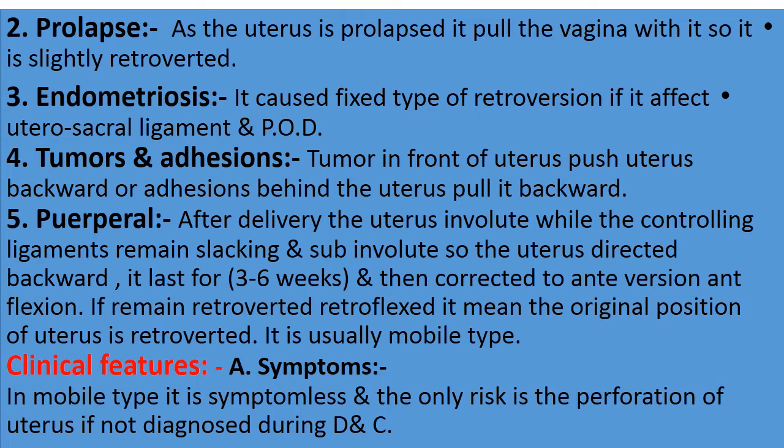The puerperal cause of retroversion occurs after delivery, when the uterus involutes while the controlling ligaments remain slack and subinvoluted. Such a ligament is the round ligament. So the uterus will be directed backward. It lasts for 3 to 6 weeks and then corrects to anteversion anteflexion. If it remains retroverted retroflexed, it means that the original position of the uterus is retroverted, and such a type is also the mobile type.